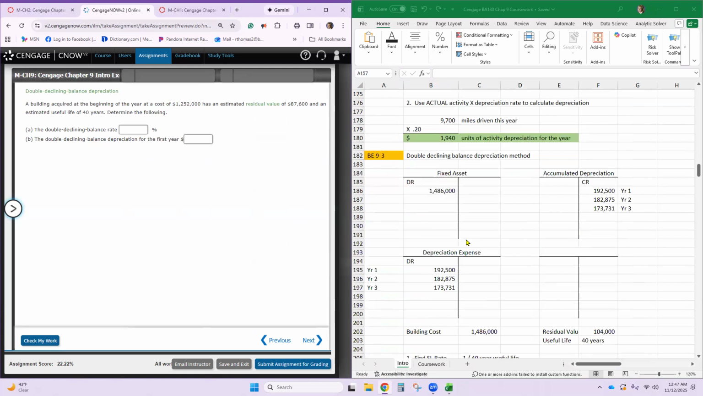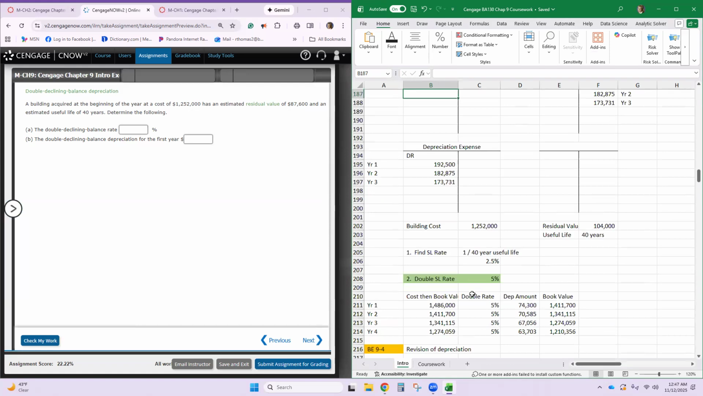Okay, double declining balance. So this asset is a building, 1,252,000. The estimated residual value, sorry, is 87,600, and the useful life is supposed to be 40 years.